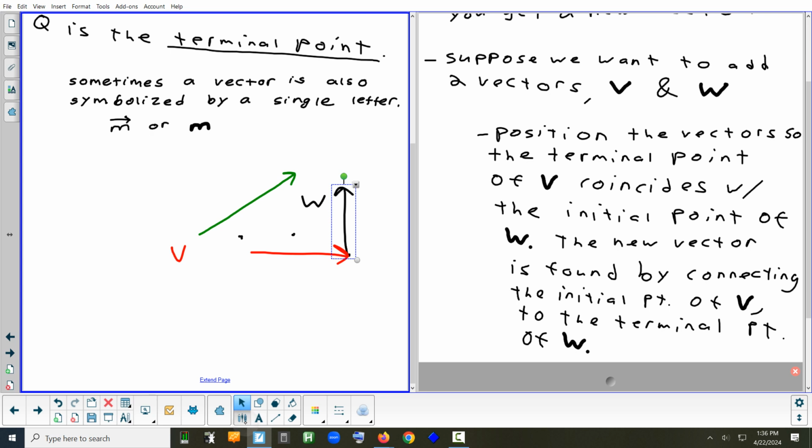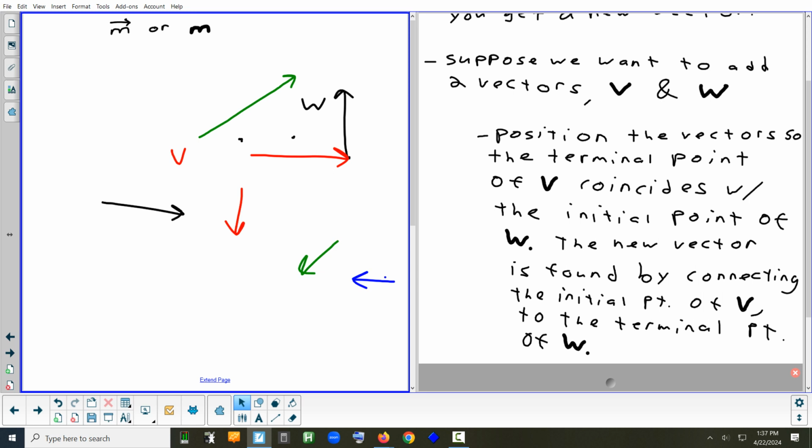And you can do it with as many vectors as you have. Let's say you had one that went like this, one that went like this, one like this, and then one like that. If you want to know what would happen if you combine all four together, you put one, then that one, then that one, and then that one. The final answer would be connecting where you started to where you finished.